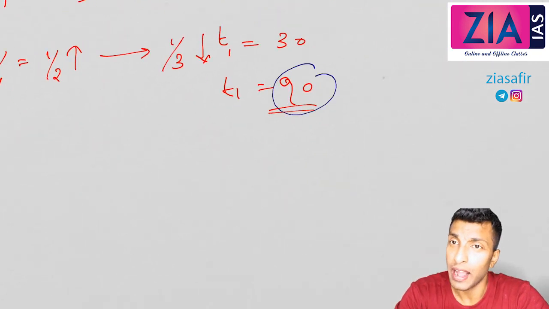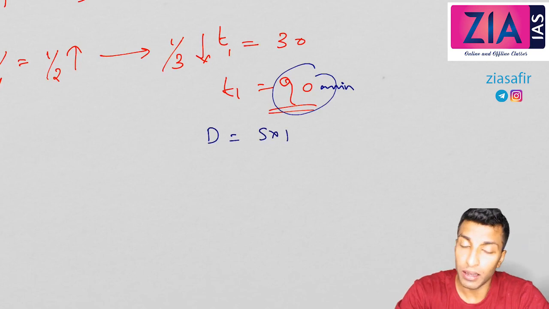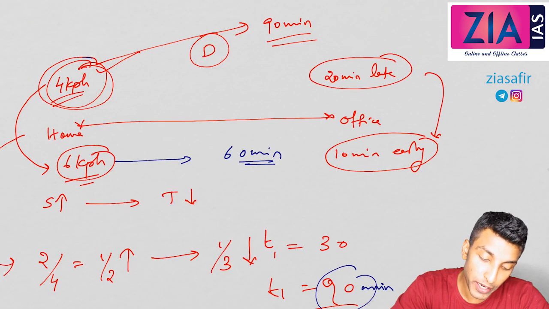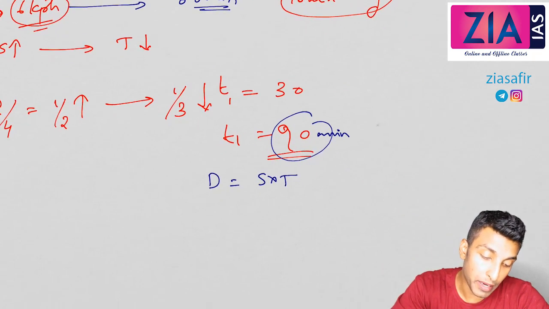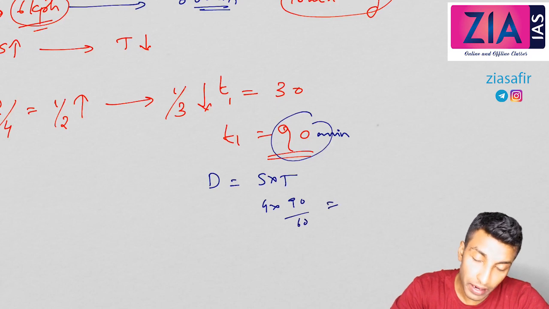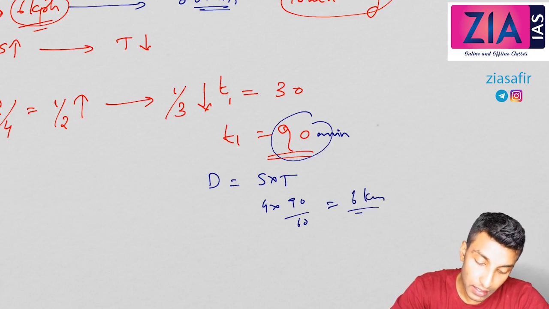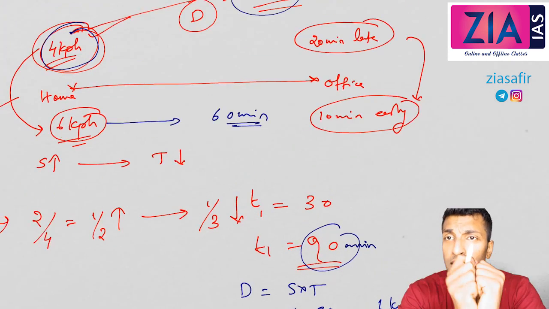But that is not required. As soon as you get this 90 minutes, you got the answer. Why? Because distance is what is asked. Distance is speed into time. We know the speed here, 4 km/h, and 90 minutes. You got the answer. Speed and time you got, right? So 4 into 90 divided by 60. So you get 6 km. So the distance is 6 km.